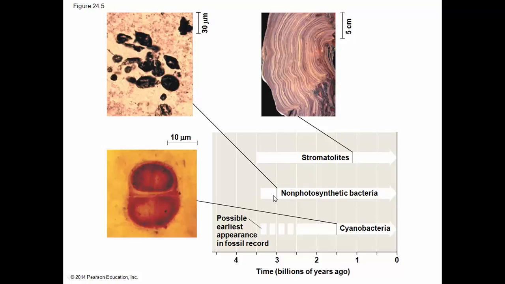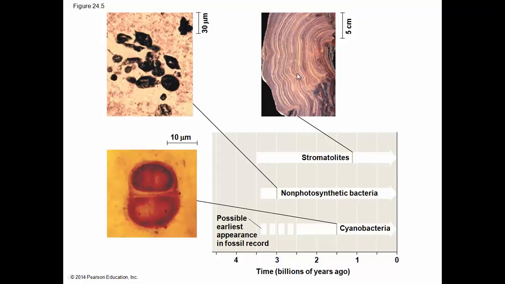Here are some non-photosynthetic bacteria. And here are other forms of free-living cyanobacteria. They all go back about 3.5 billion years old, with more of the fossils occurring in more recent times.